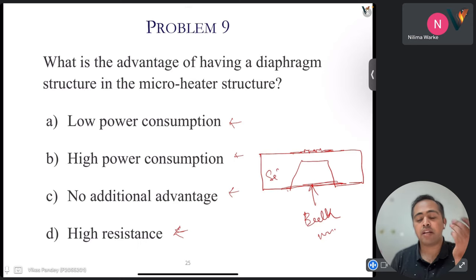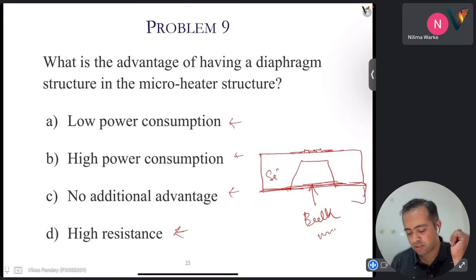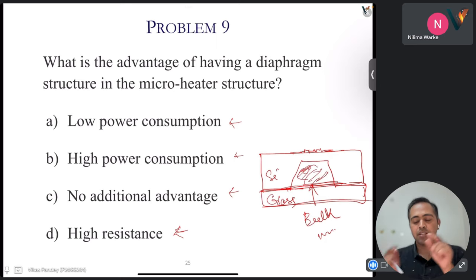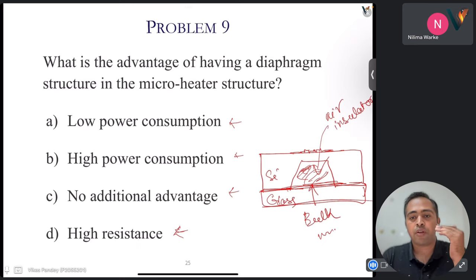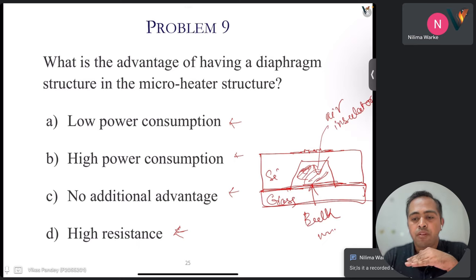After that, using anodic bonding, we are covering this with glass. So there is air trapped inside, and this air is a thermal insulator, right? So the heat will now not be dissipated below.